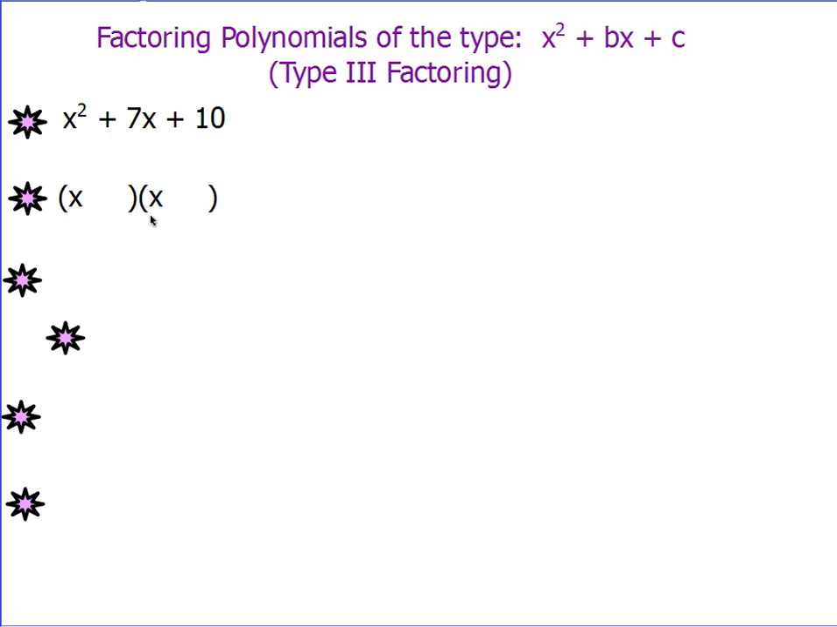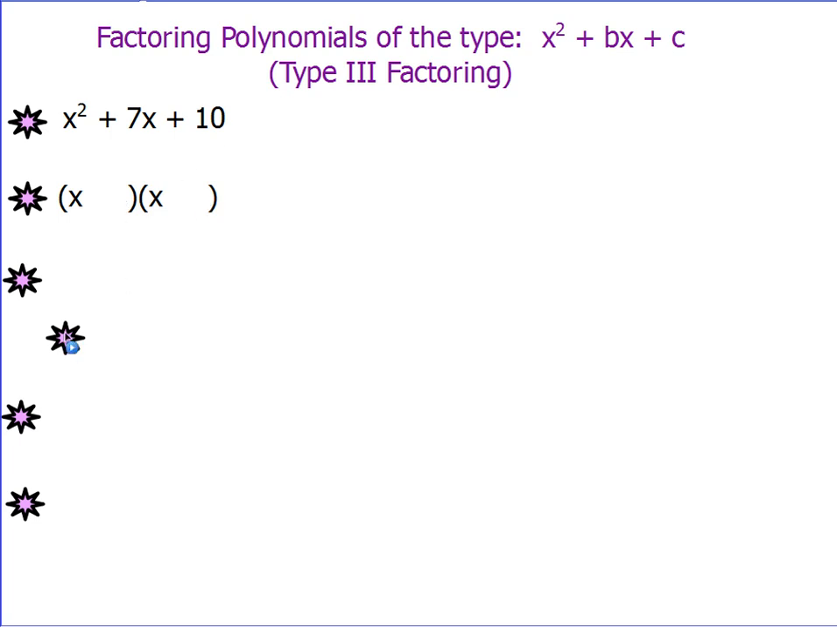Now I know I multiply these first terms. Well, if this is x squared, the only way that I can get an x squared is if I have an x and an x. So whenever I see a type 3 factoring, I automatically start this way. I build my binomial parentheses, placeholders there, and I begin with x and x. Now I have to figure out, obviously, what goes here.